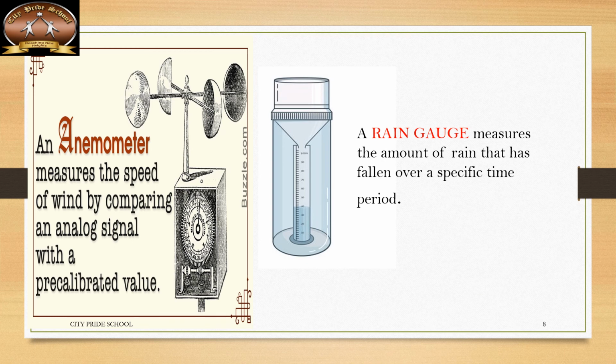Next, we also measure the speed of the wind by an anemometer, and we measure the rainfall over a specific time with the help of a rain gauge. In a rain gauge you have a container, and inside there is a small tube with a scale. When the rain falls in that tube and it fills, we come to know how much rainfall has taken place. You might have seen, okay, 400 millimeters of rainfall occurred, or 200 millimeters of rainfall has occurred. This is how rain is measured.